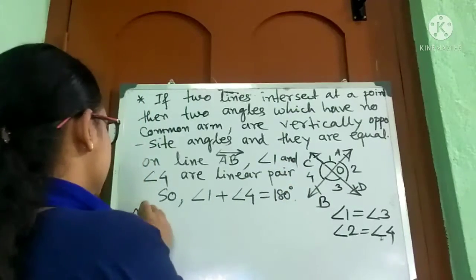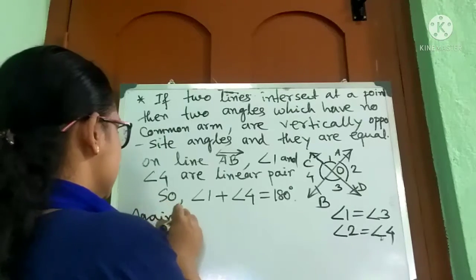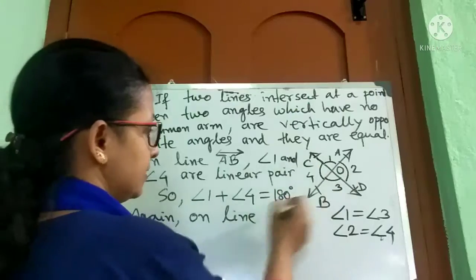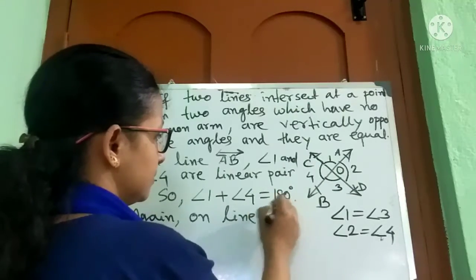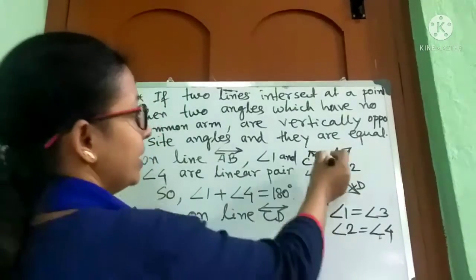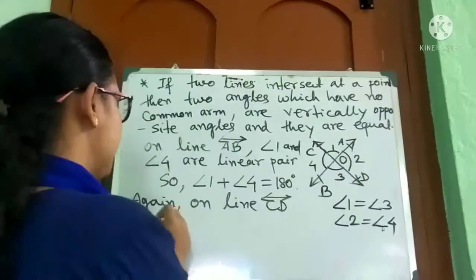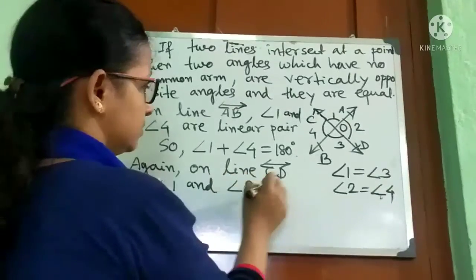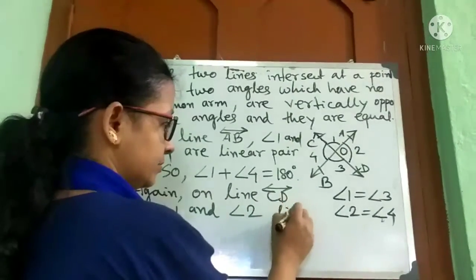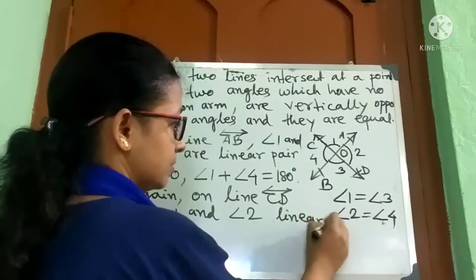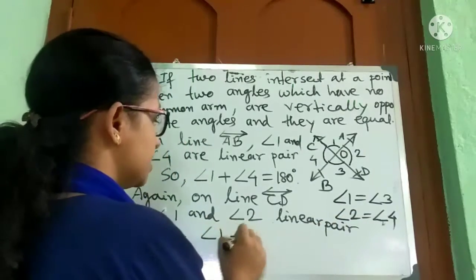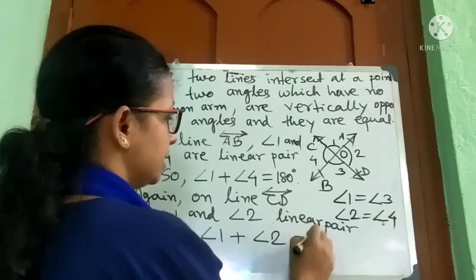Again, on line CD, angle 1 and angle 2 are also a linear pair. So we can write angle 1 plus angle 2 also equals 180 degrees.